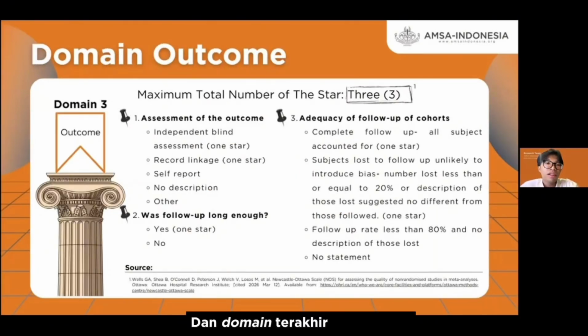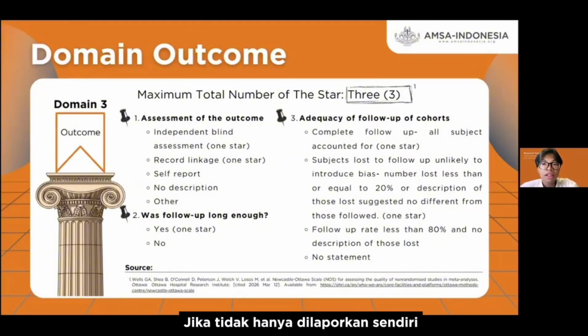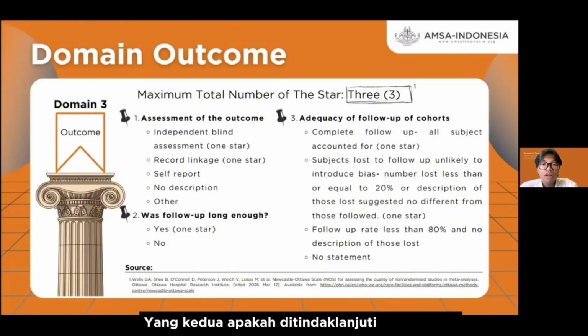And the final domain is outcome. This domain asks how outcomes were measured and how complete follow-up was. The first one, assessment of the outcome. Was the outcome judged by independent blind assessment, reliable records, or objective test? If it's not just self-reported, give it a star. The second one, was follow-up long enough? Was the follow-up period long enough for the result to actually happen? If yes, give it a star.